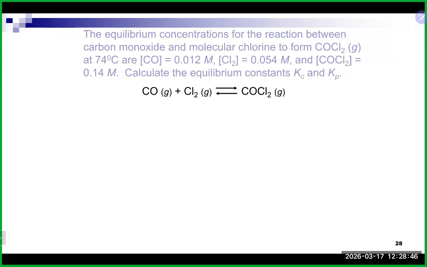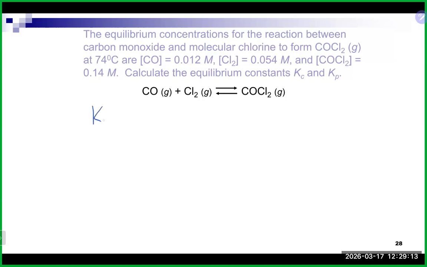Should we take a look? All right, we were looking for both the Kc value and the Kp value. If I was thinking about it logically, which one would be a good one to start with? Yeah, it would be the Kc. Obviously, here we are given equilibrium concentrations, so to do the Kc, all we have to do is write the expression and then stick the numbers in.